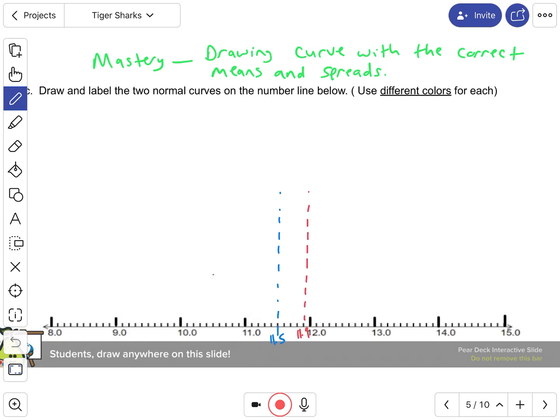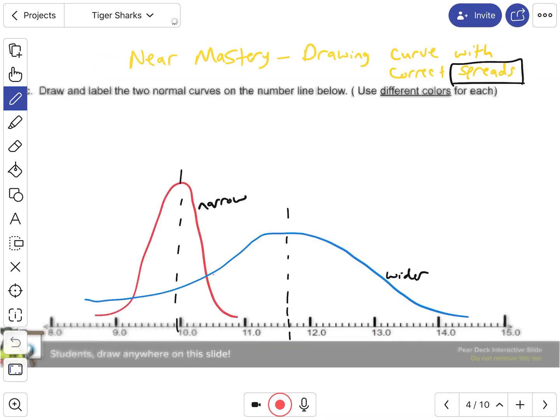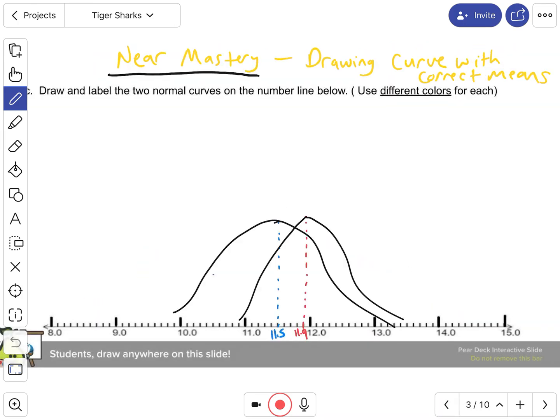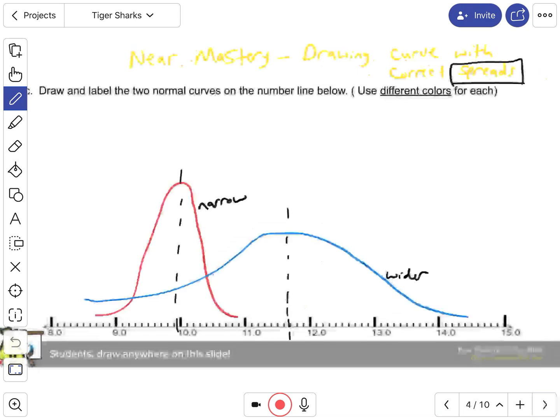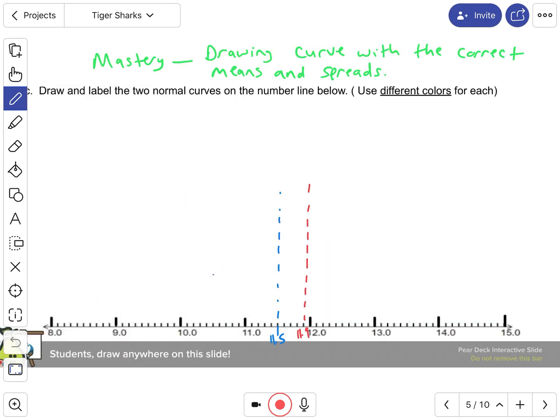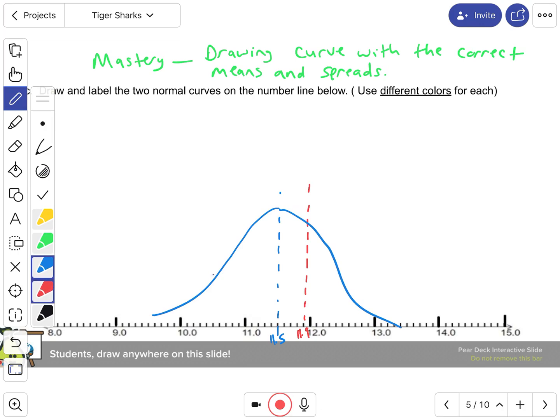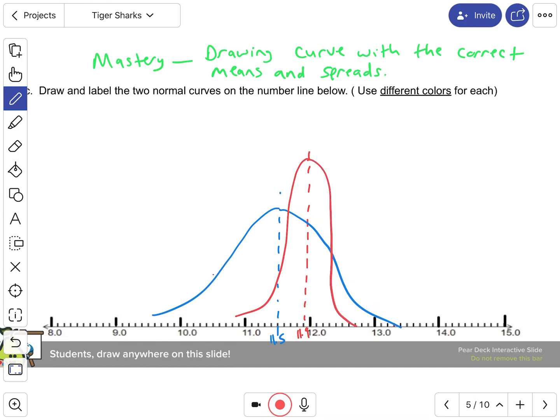And so I have the means plotted correctly, which is like this one, but then I also want to have the red more narrow and the blue more wide. Okay, so the blue is going to be wider, and the red is going to be more narrow, which means that the peak goes up higher, okay, like this. So this is a mastery level, which is really good.